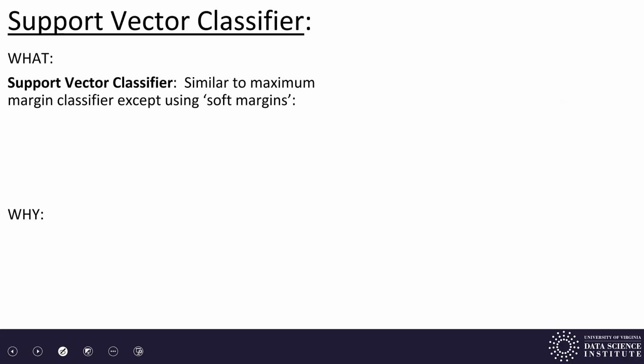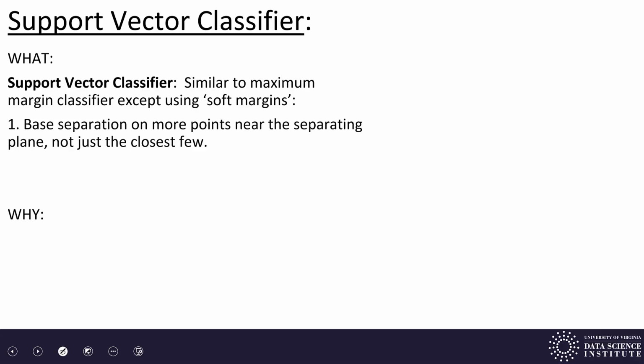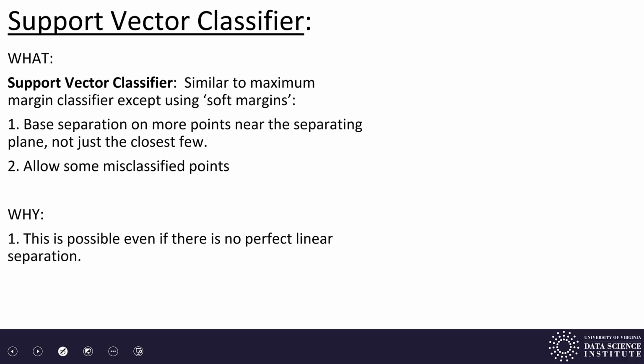Okay, so here's the support vector classifier. What are we doing? We're going to do something similar to the maximum margin classifier, except to use soft margins. And with soft margins, we base separation on more points near the separating plane, not just the closest few. And we're also, as part of this, going to allow some misclassified points if we have to. Why would we do this? Well, this allows us to do this classification even if there's no perfect linear separation.